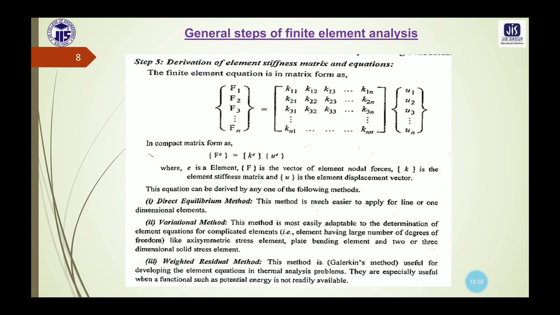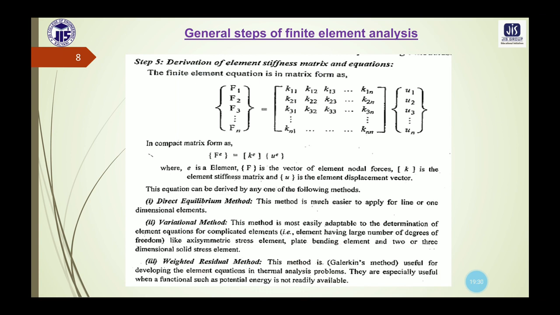Then number two is the variational method, and this method is most easily adaptable to the determination of element equations for complicated elements, that is, elements having a large number of degrees of freedom. Examples are the axisymmetric stress element, the plate bending element, and two or three-dimensional solid stress elements. So this is the concept of the variational method.